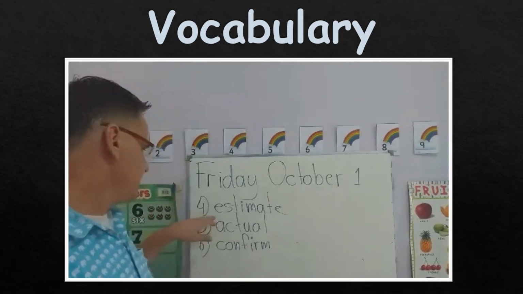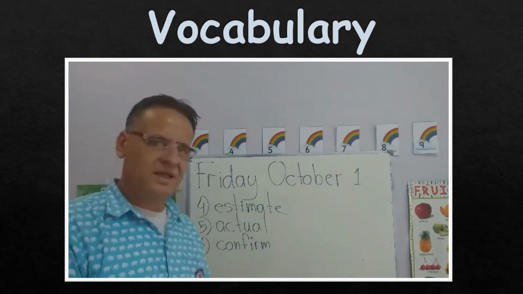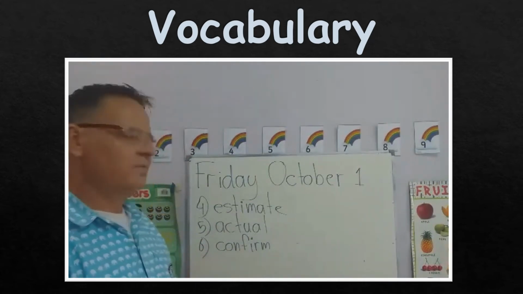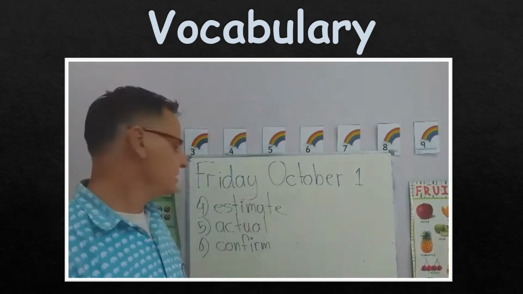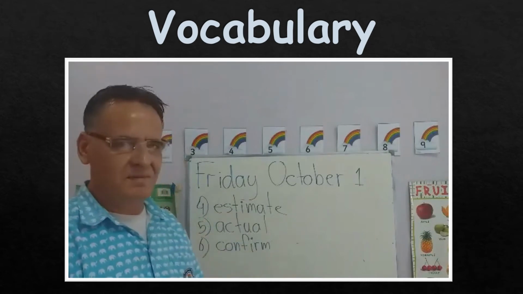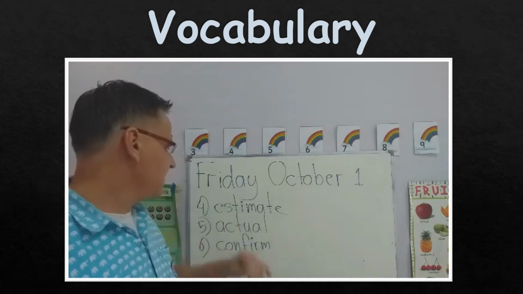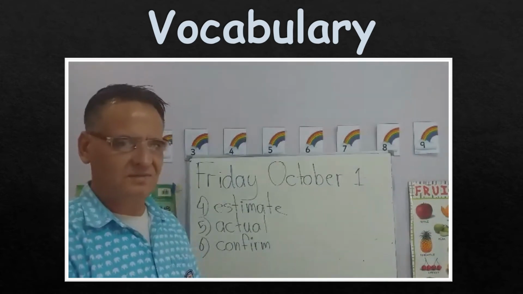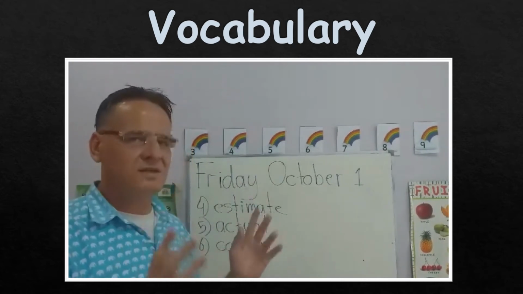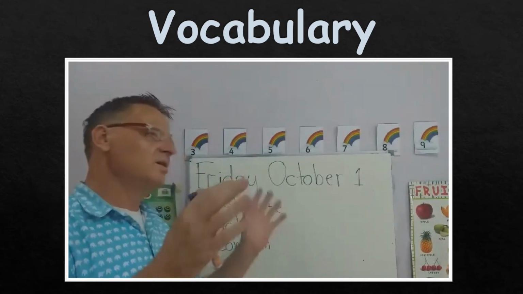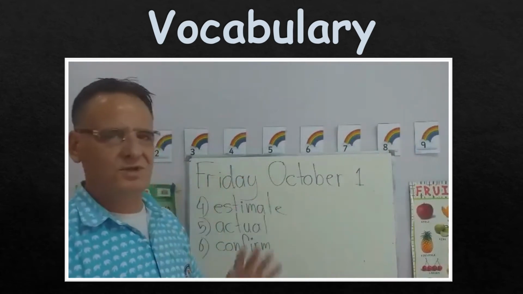Okay, number 4 is estimate. I know we had this word before, but I will bring it back because we used it in estimating length. Now we will use it in estimating weight, so mass. So what is an estimate? An estimate is kind of a guess, but it's an educated guess. So an estimate is like a guess, but you know it's probably about true.